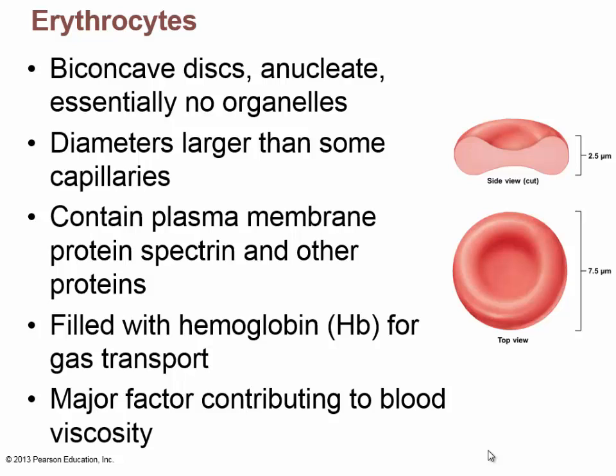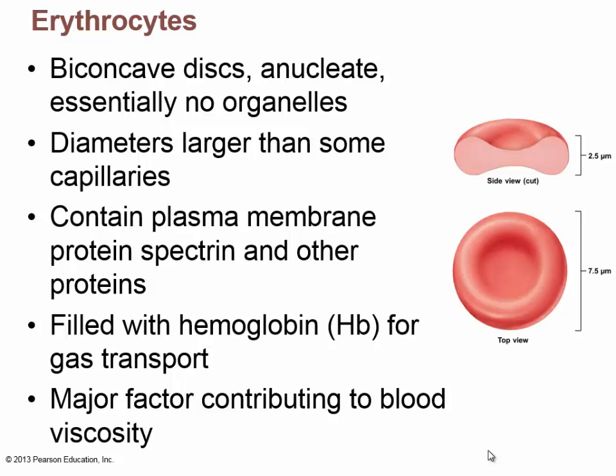Now, inside of that red blood cell, it's filled with a ton of a structure known as hemoglobin. This is a red pigment, and this is the particular molecule that's there for gas transport. Which two gases? Oxygen and carbon dioxide. We'll get into more on the hemoglobin shortly, but red blood cells are also the major factor contributing to blood viscosity.